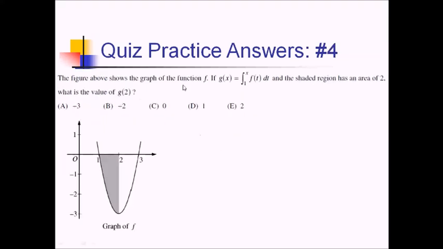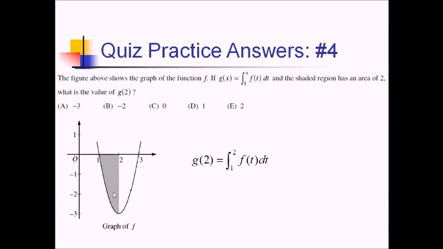On this problem, we've got a figure showing a graph of f, and we have a g function that's the integral of f from 1 to some unknown that we can plug in. They're also telling us this shaded area has an area of 2. Based off of that, we want the value of g of 2. Well, g of 2 is just the integral from 1 to 2 of the f function, which is to say the area between the function and the x-axis between 1 and 2. So that would be the shaded area here.